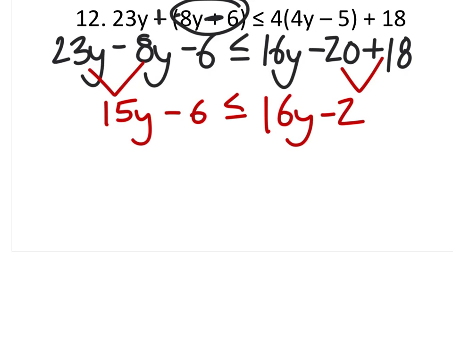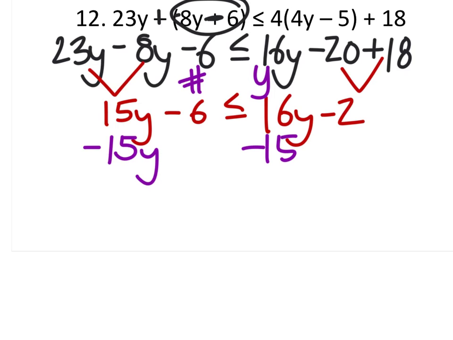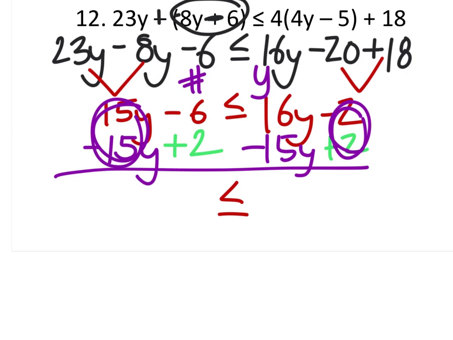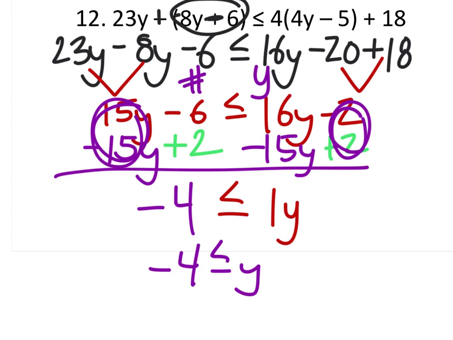And from here, I'm going to put the y's on the right side and numbers on the left. So I'll subtract 15y. The reason I'm doing that is because that'll give me a positive y on the right, okay? So let's go ahead and add 2 to both sides as well. So this goes away, this goes away. Since the coefficient of y is going to be positive 1y, we won't have to flip the sign for anything. So negative 6 plus 2 is a negative 4. So negative 4 is less than or equal to y.